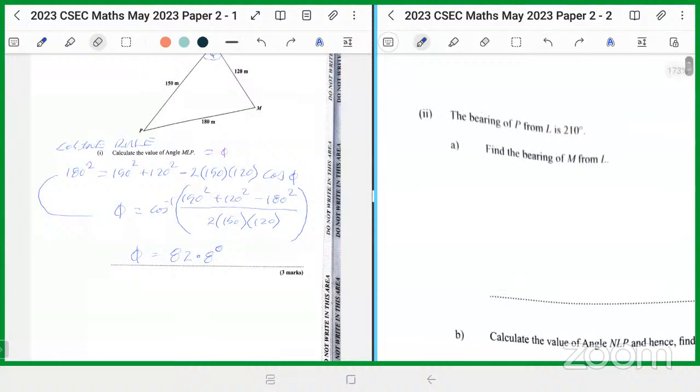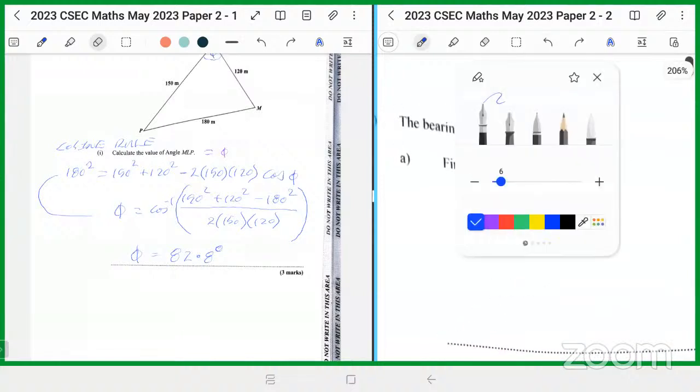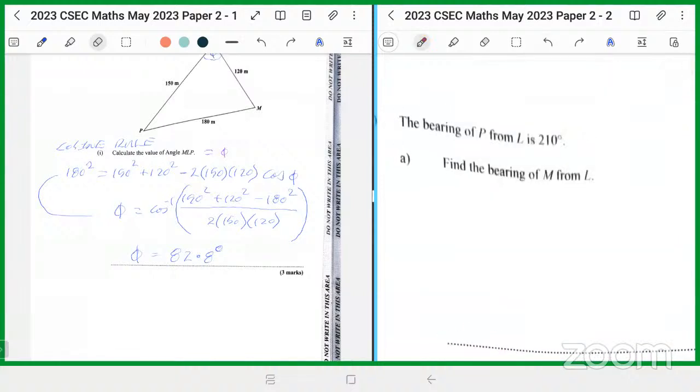210 degrees. So remember now, you always know the from position. Bearing of P from L. So it's from L to P. The bearing is 210 degrees. We need to show this 210 degrees on the diagram so that we can calculate what they want. They want us to calculate the bearing of M from L. So they want the bearing from L to M. You have to note the from position.